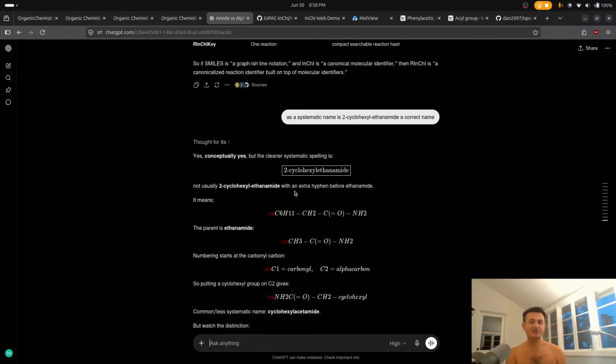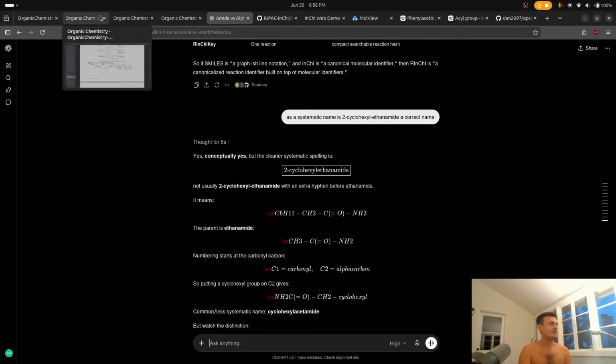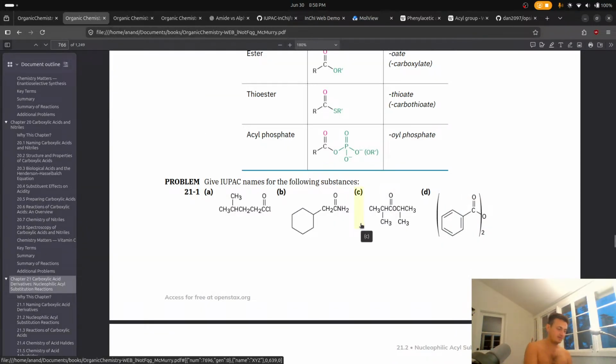Dude, I think the IUPAC naming system is actually pretty bad. Like historically, maybe it was okay, but it's not very good. We could do better. But it's so entrenched that there's no changing that.